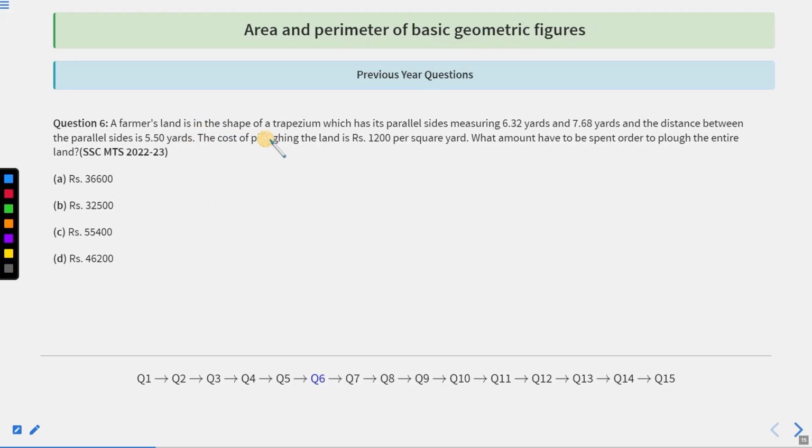A farmer's land is in the shape of a trapezium, which has its parallel sides measuring 6.32 yards and 7.68 yards, and the distance between the parallel sides is 5.50 yards. The cost of plowing the land is 1200 rupees per square yard. What amount has to be spent in order to plow the entire land? So a farmer has a land in the shape of a trapezium. Its dimensions are provided to us. First of all, it says the parallel sides have lengths 6.32 yards and 7.68 yards. And the distance between the two parallel sides is also given to us. That is, height is given to us.